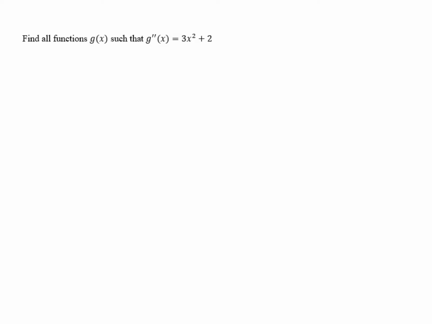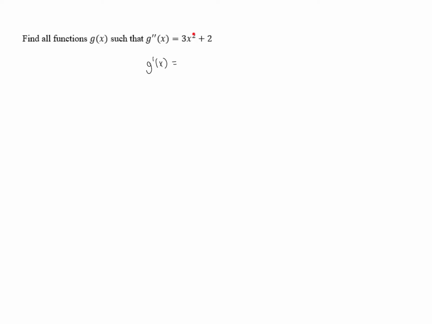So let's start by antidifferentiating once. If we antidifferentiate once, that will give us g prime of x, because when you take the antiderivative of the second derivative, you drop down to the first derivative. So we need the antiderivative of this.